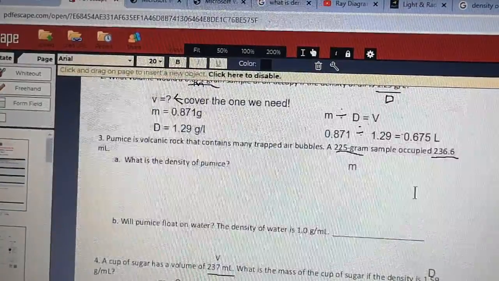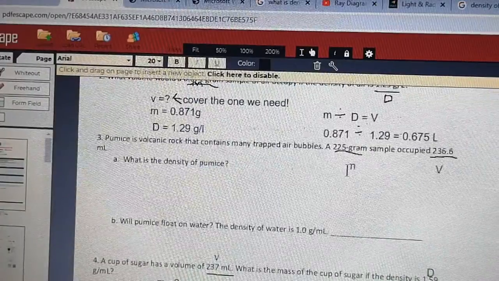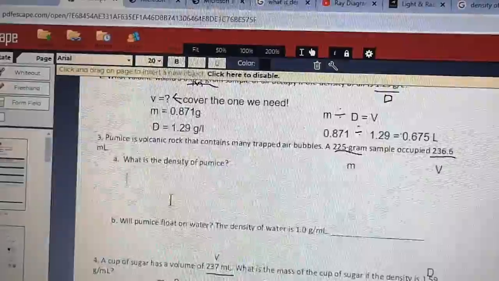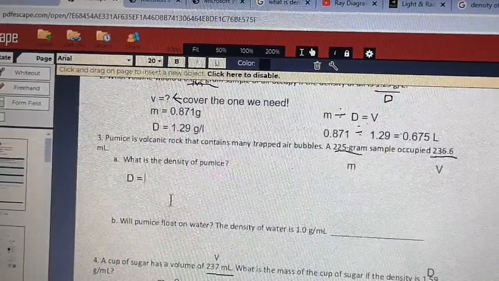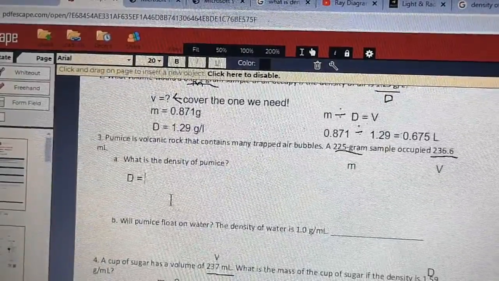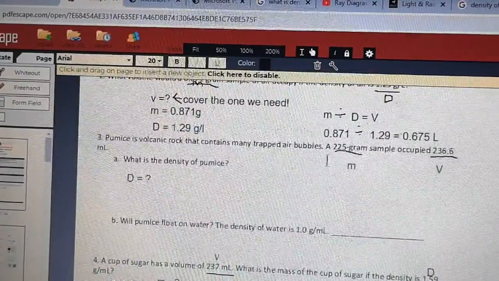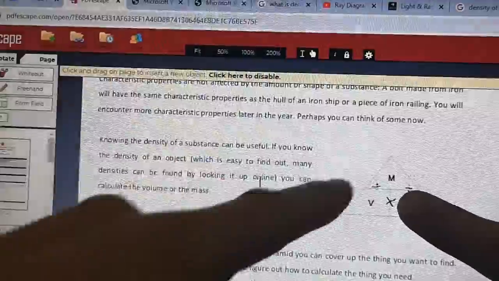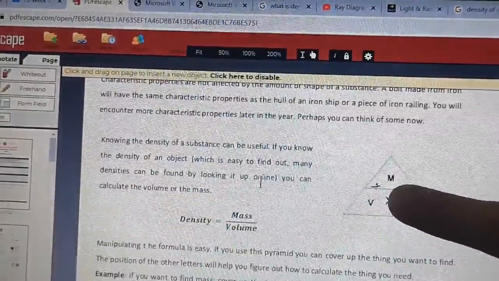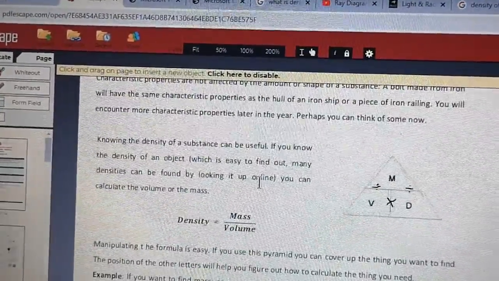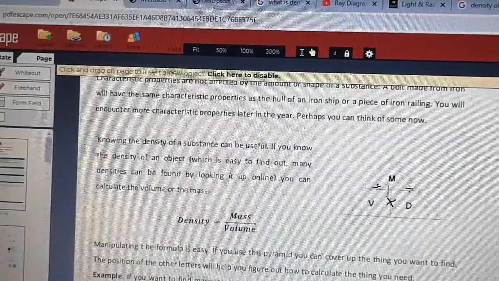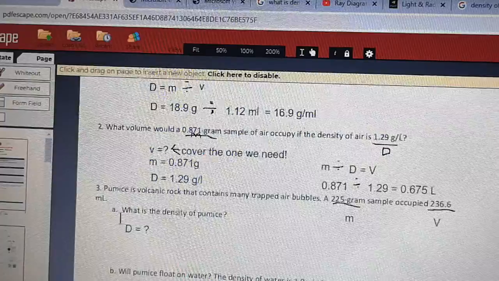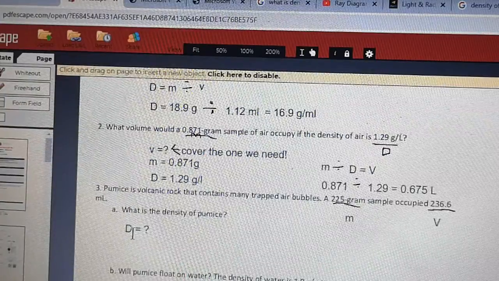So go up then to your triangle. You need to find the density. So cover the D in the triangle. So what we're going to do for this, let me check. Yeah, mass divided by volume, put this into the calculator. Done. These are divide signs. Okay, so have a go at that as well.